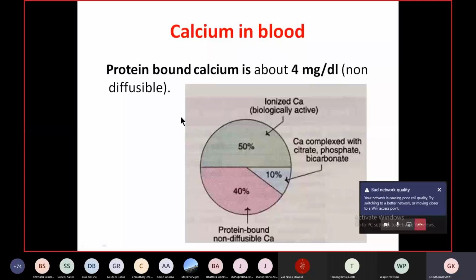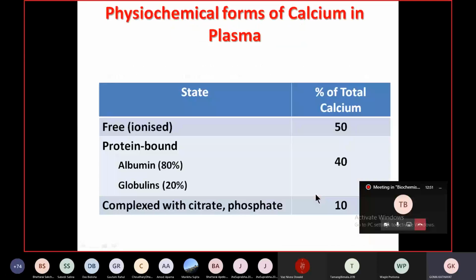So 50% is biologically active, the free or ionized form. 40% is protein bound, mainly with albumin and some amount with globulin. And 10% is complexed with phosphate, bicarbonate, and citrate. This is the same thing represented in percentage form. Free or ionized is about 50%, and it is metabolically active. Protein bound is about 40%, and 10% is the complexed calcium, complexed with either citrate, phosphate, or bicarbonate.